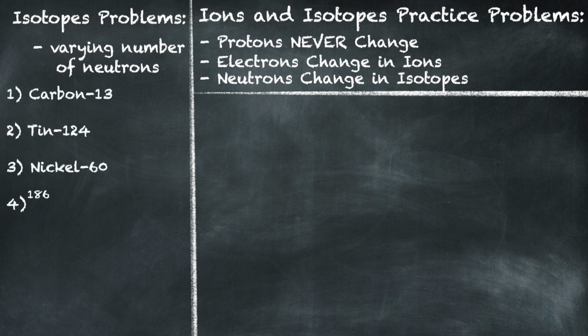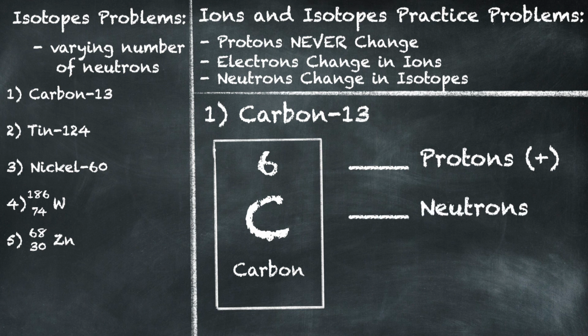Carbon 13, tin 124, nickel 60, 186W, or 68Zn. Okay, so let's start with carbon 13. 13 is the part of the isotope that indicates a new atomic mass of the isotope, the 13 atomic mass units. We know the number of protons never changes in carbon, and carbon has 6 protons. So all we're going to have to do is take our new atomic mass of 13, subtract our number of protons, which is 6, and that's going to give us our number of neutrons. So 13 minus 6 is 7. So we have 6 protons, 7 neutrons.